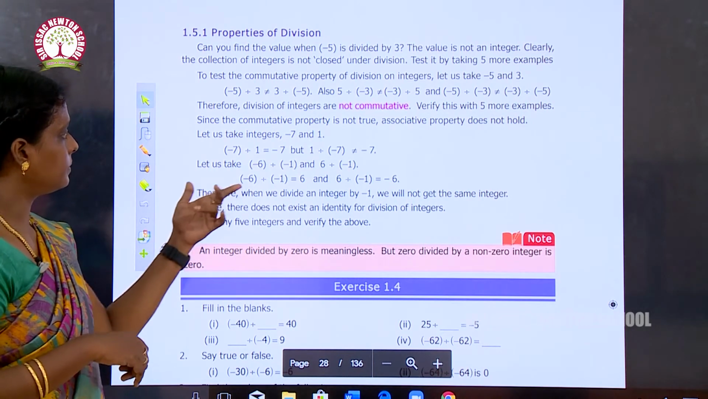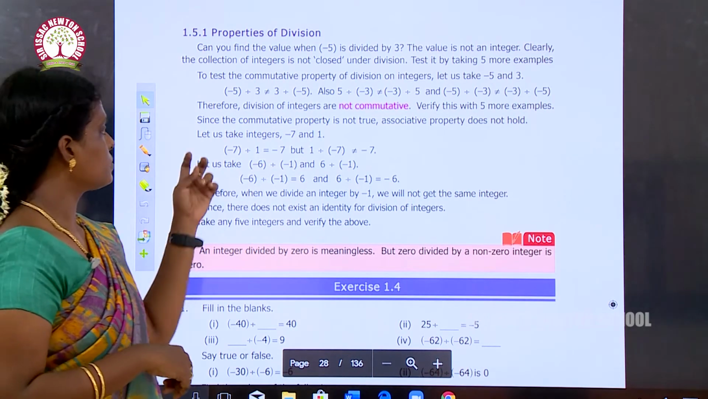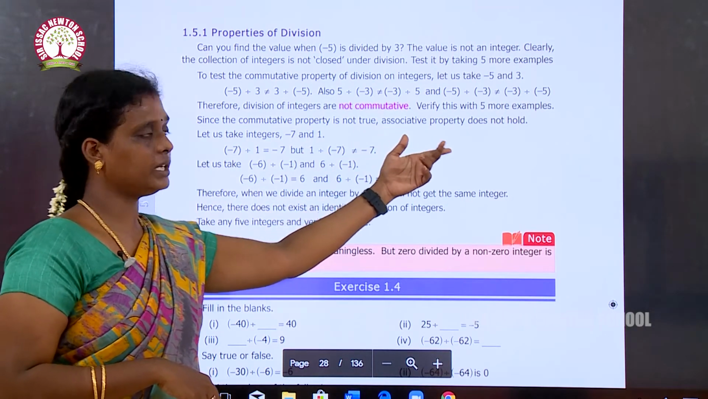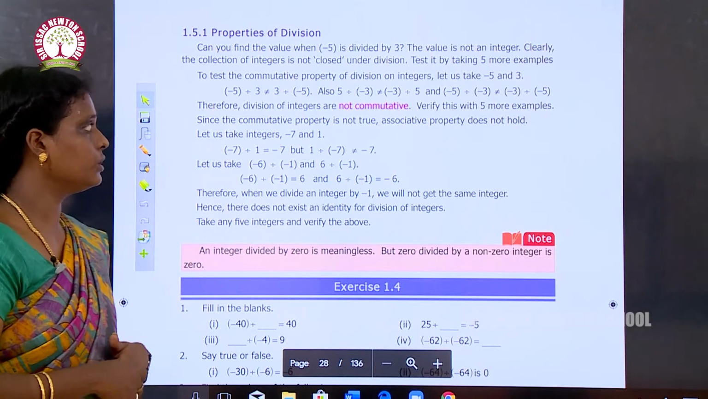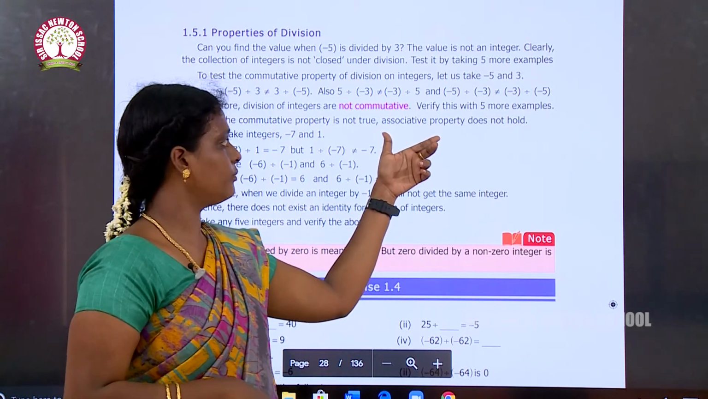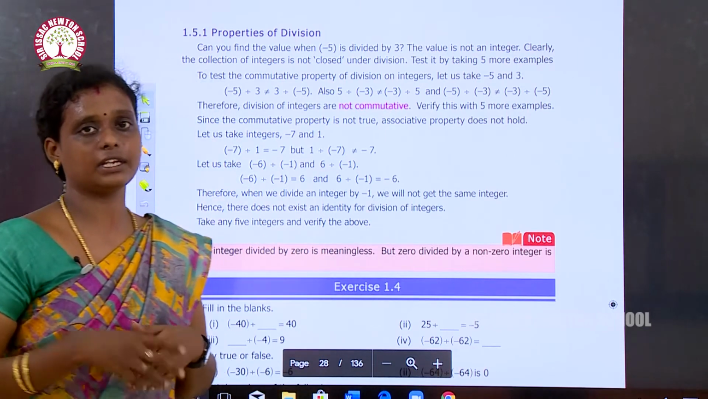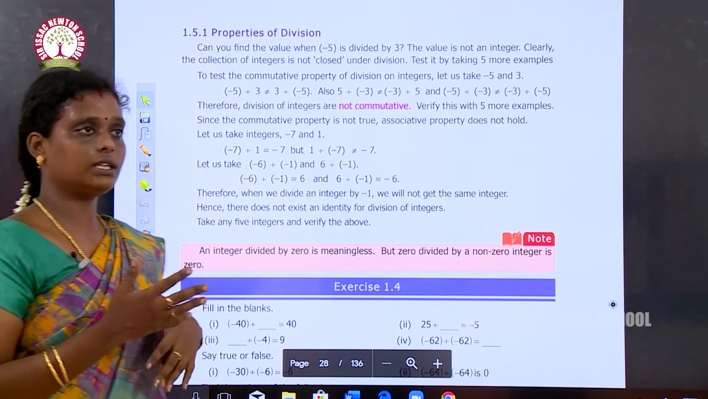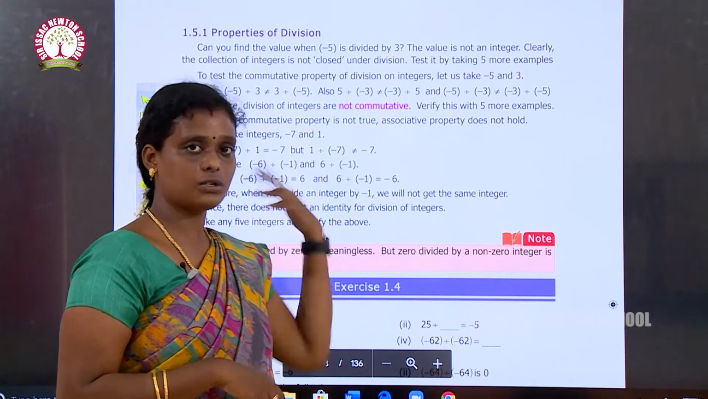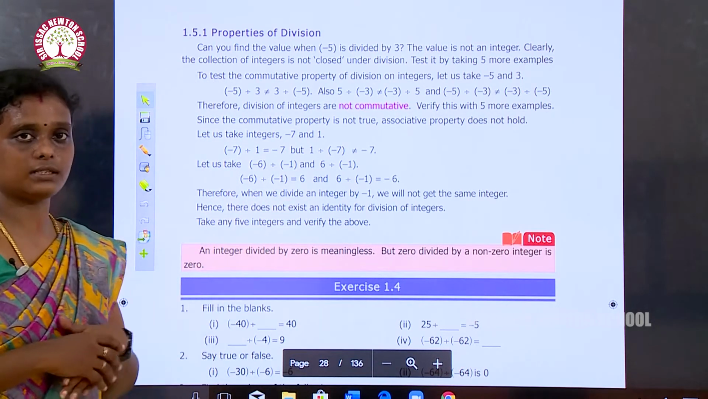And what about the associative property? Since the commutative property is not true, the associative property does not hold. I have already told you the commutative property is for 2 numbers and the associative property is for more than 2 numbers, right? Both are related to the order of numbers, right? So the associative property is also not suitable for division.